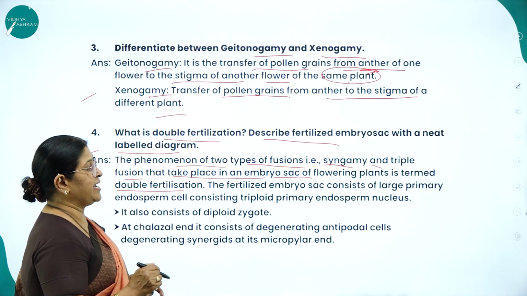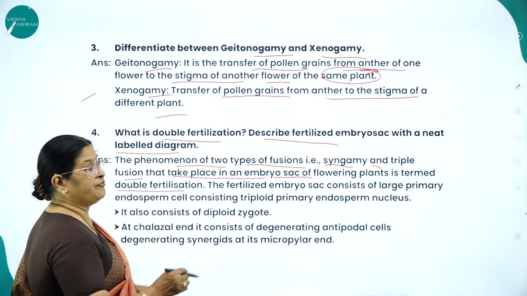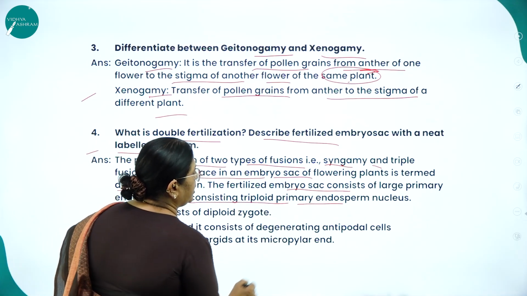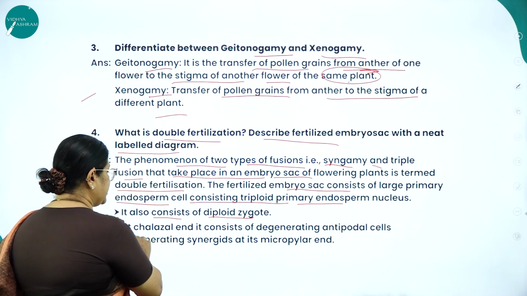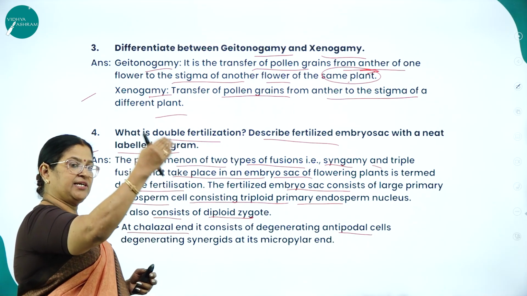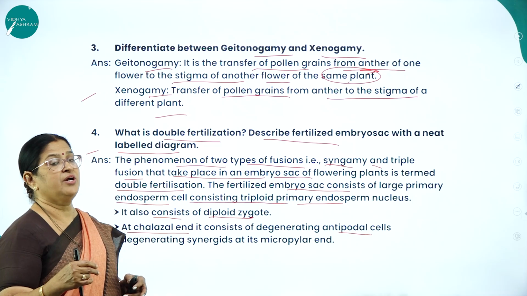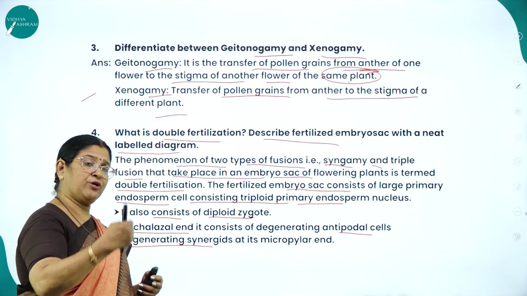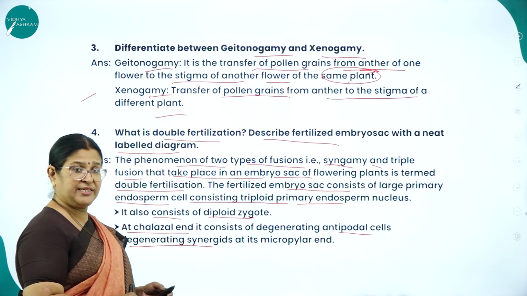The fertilized embryo sac consists of, see here, they have asked to describe the fertilized embryo sac with a neat labeled diagram. The fertilized embryo sac consists of a large primary endosperm cell containing a triploid endosperm nucleus. It also consists of a diploid zygote. At the chalazal end, it consists of degenerating antipodal cells. As we know, there are two ends, the chalazal end and the micropylar end. So at the chalazal end, there are three antipodal cells which will degenerate. Degenerating synergids are at the micropylar end. So at the micropylar end, there is the zygote as well as the degenerating synergids.